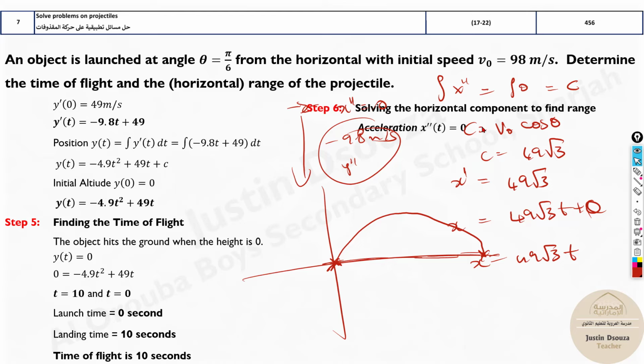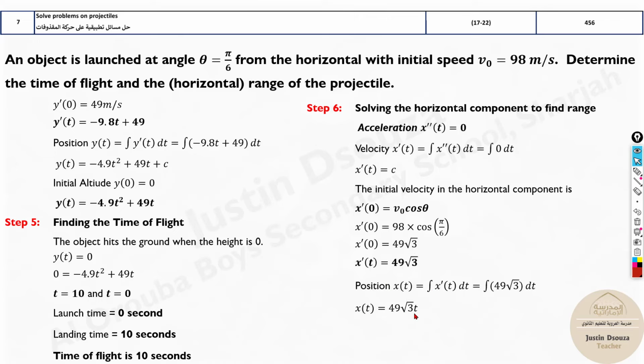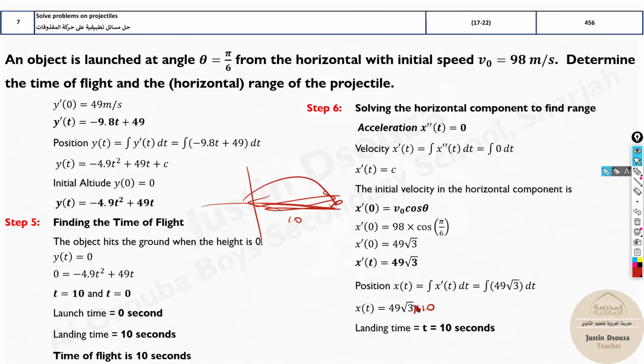Now we have to do the horizontal acceleration. Over here that is with x. So you need to just integrate this and get the c value. We just did it, right? We also got 49 root 3, and then integrate this to get the position, you get 49 root 3 multiplied by t. c becomes 0. And what is the landing time? It takes 10 seconds, isn't it? So from here to here on the graph, it takes 10 seconds. Now if you multiply this horizontal equation by 10, you come to know the distance covered. So just multiply this by 10, you get the horizontal distance. That's it.